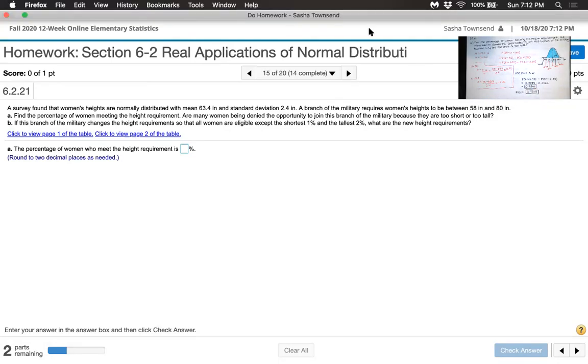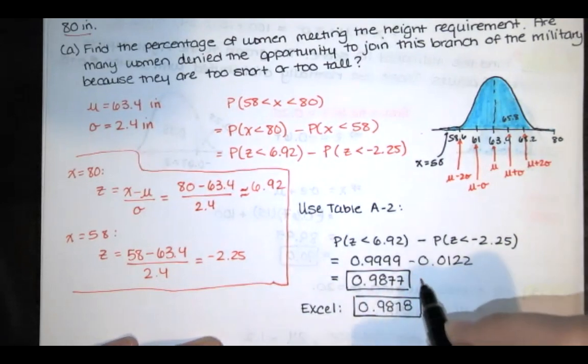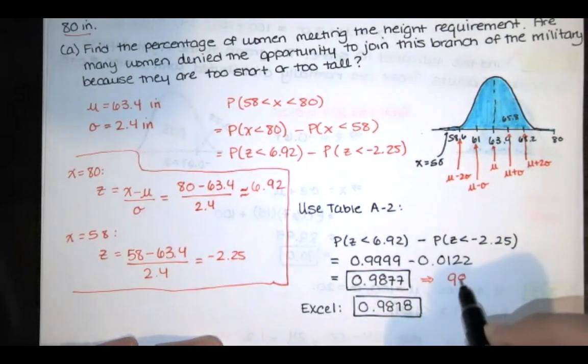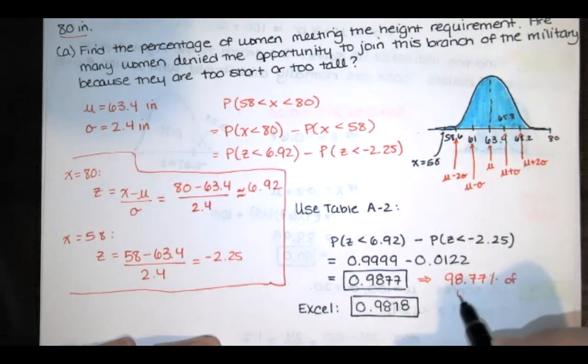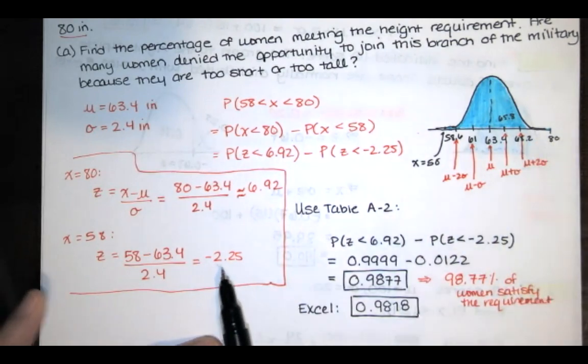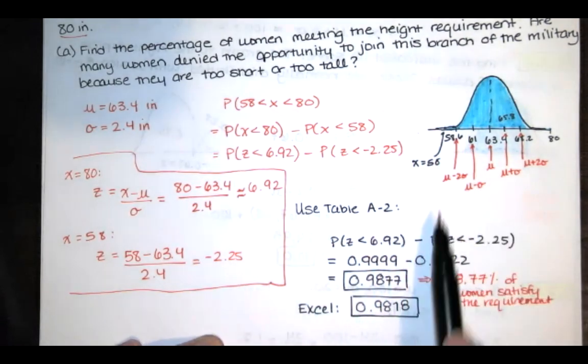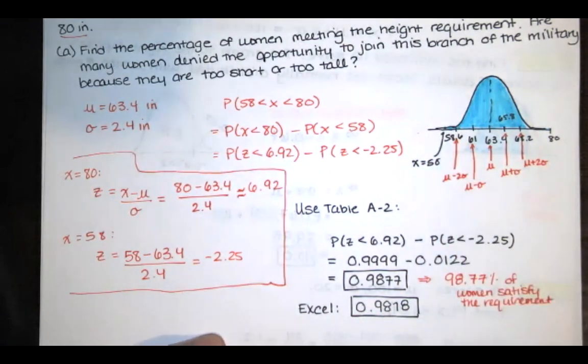I'm going to show you my paper again. It's a little bit hard to see. But if you move that decimal over twice, that means 98.77% of women satisfy the requirement. Because it includes very tall women and it only leaves out this 1.22% of women at the very bottom as far as their height is concerned.